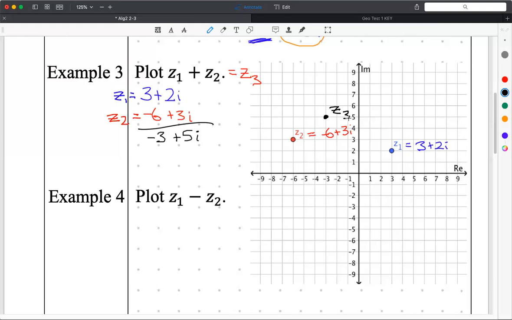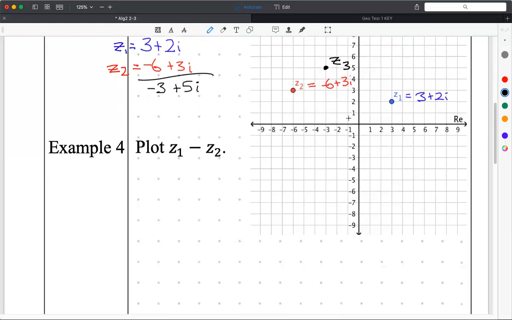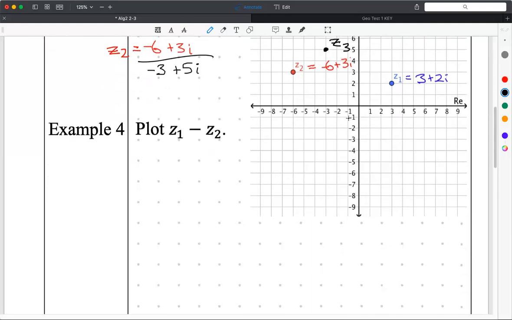All right, interesting. And I can't see Gunnar's thumb because he turned his camera off. Okay, let's try doing subtraction. He gave a thumbs up, nice, okay. What happens if I do Z1 minus Z2?